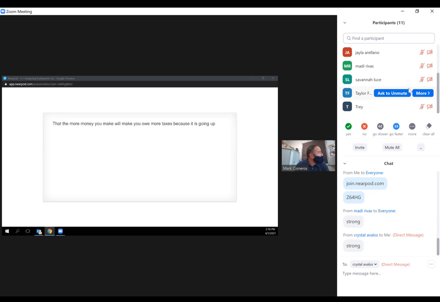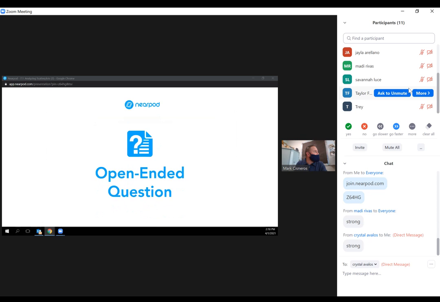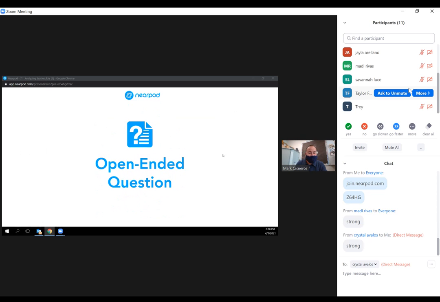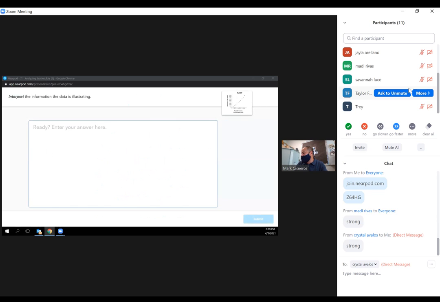This is another good answer. The more money you make, you owe more taxes because it's going up, right? You're owing more money. And generally, that's the case. The more money you make, the more you got to pay in taxes because taxes is going to be some type of percentage. Do you think that rich people who make $1 billion should be taxed a higher percentage than you and I? That's a debate for a different day. But yeah, those are different questions that you guys could answer. Okay, but that is definitely something we're learning from the graph.